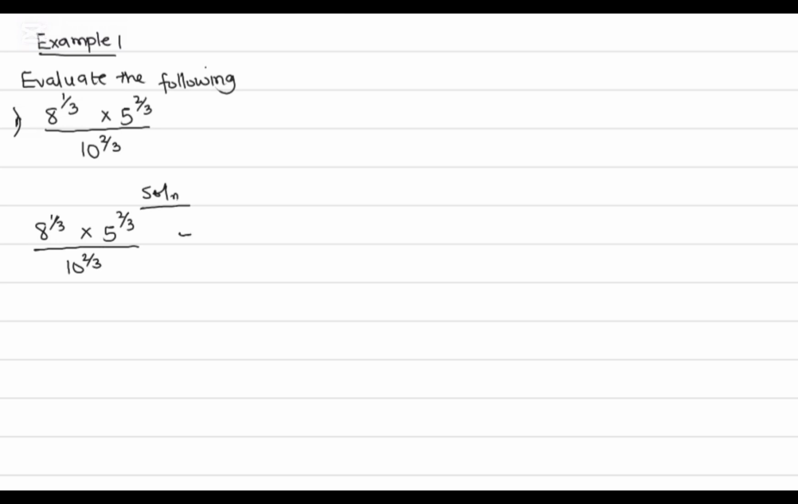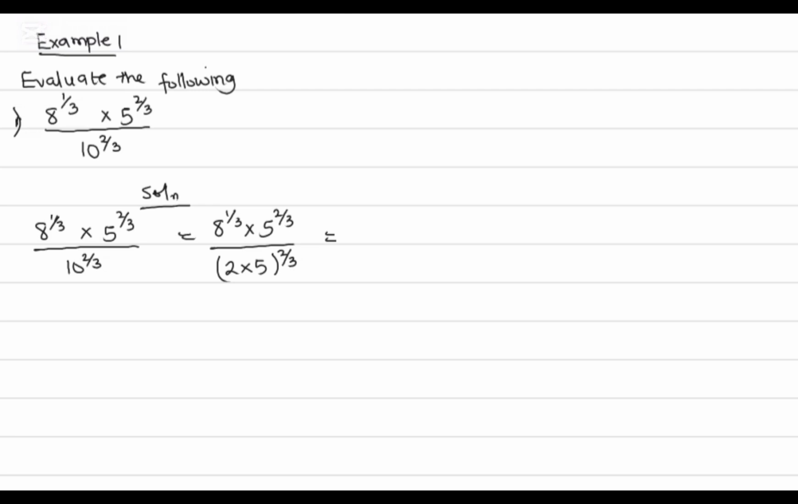And we can write this as 8 raised to power 1 over 3 multiplied by 5 raised to power 2 over 3, all over, you see this 10, I can break it down further to 2 times 5, all raised to power 2 over 3. I'm doing this because I can see 5 raised to power 2 over 3 up, so I try to bring that out at the denominator.